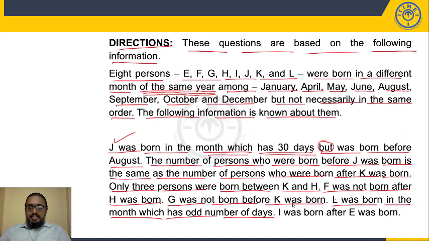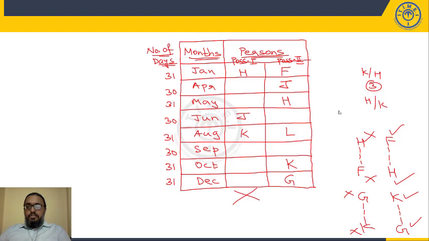Correct? And the last condition, I was born after E was born. So I should be born after E. So I should come after E. So that means E is to be fixed in June and I is to be fixed in September. So this completes your arrangement based on the given conditions. Understood the point here?